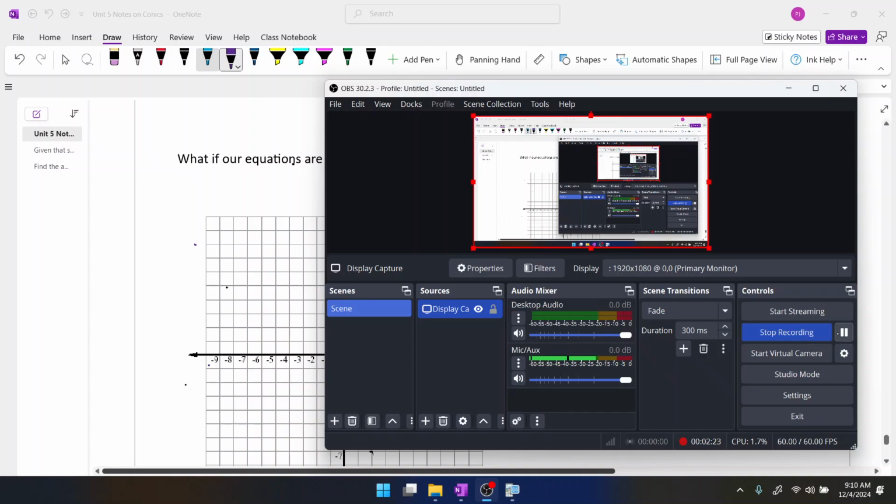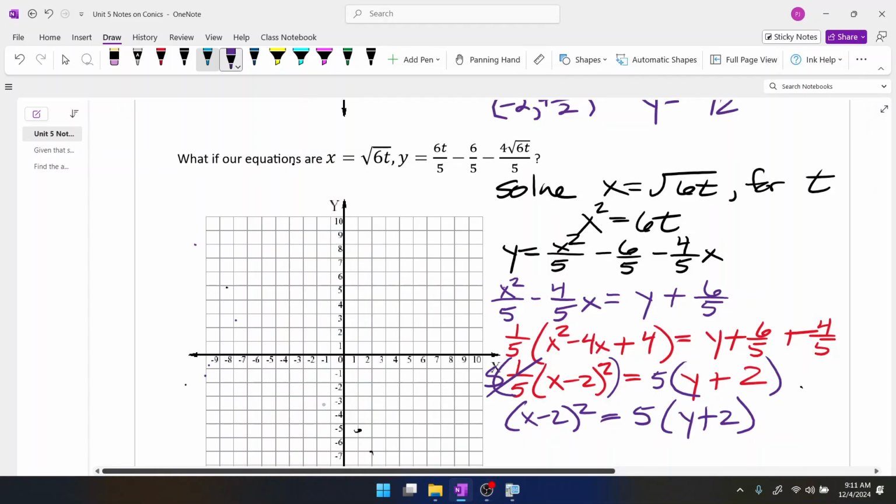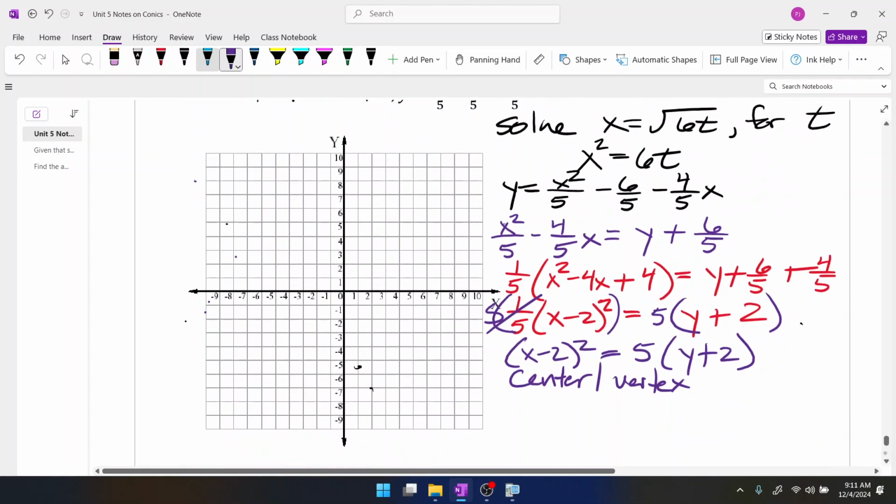So I'll let you figure out where it's centered, or it's really more of a vertex at this point. So the vertex is actually going to be at (2, -2), kind of down here. And since it's going to be positive, it is going to be facing upward here.